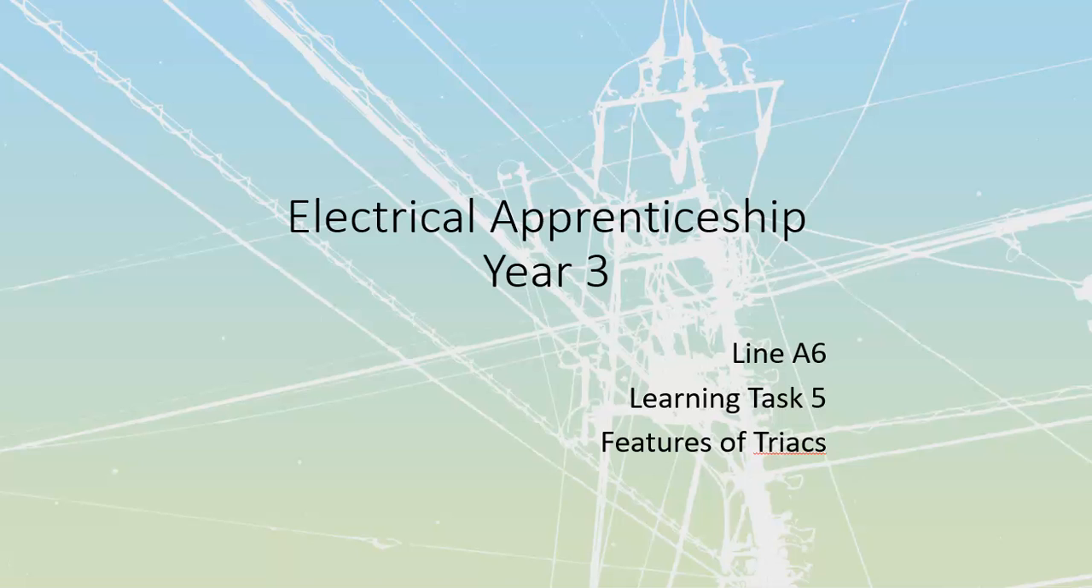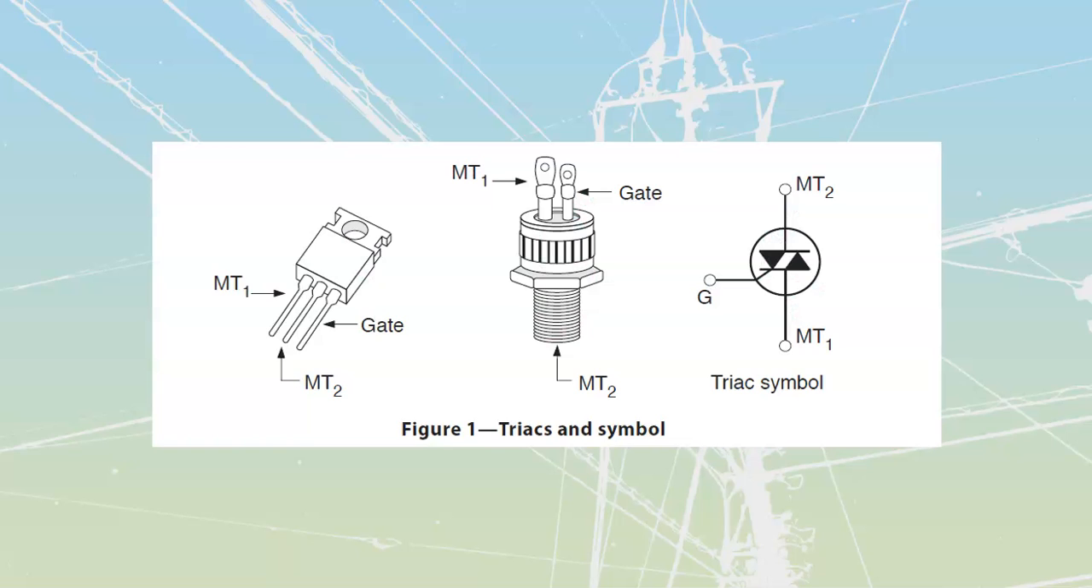All right, line A6, learning task 5. We're going to talk about the features of what we refer to as the Triac. Triac is actually just a short name because the actual name is much longer. At the very top of your learning task 5, we find out that the Triac is the common name for the bidirectional triode thyristor. That means it's going to have 3 connection points. It's a bidirectional switching device, very similar in appearance to an SCR.